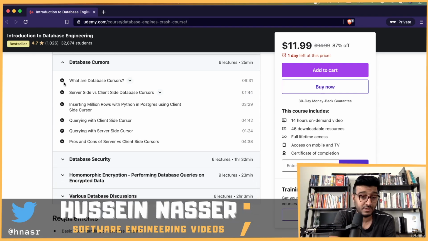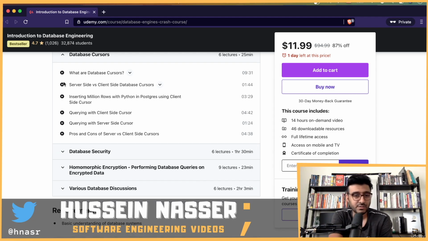Database cursors, another underrated feature. We don't talk about this stuff. Stateful versus stateless cursors, client-side cursor versus server-side cursor. What are the benefits of both? When should I use this over the other? I give examples with Python here.